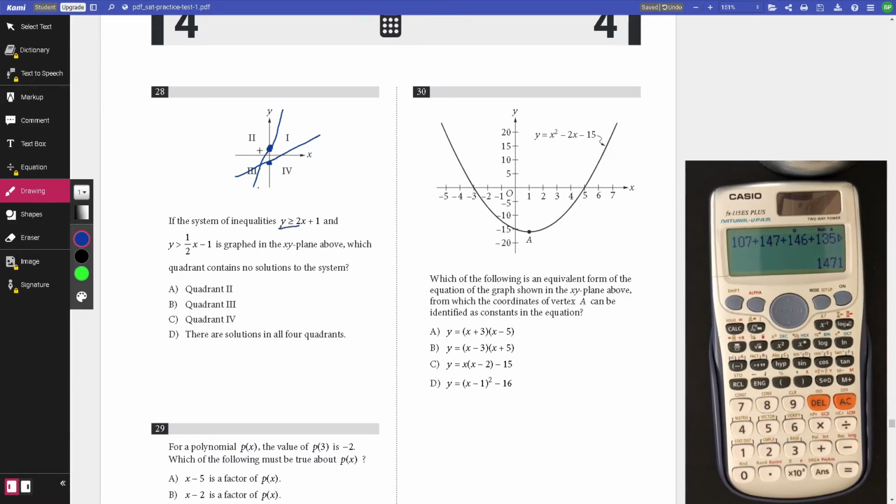So here y is greater than, so it's this side. Then over here y is less than, so it'll be this side, or y is greater than, my bad, y is this side. So we can see that there's no solution in quadrant 4. It's C.